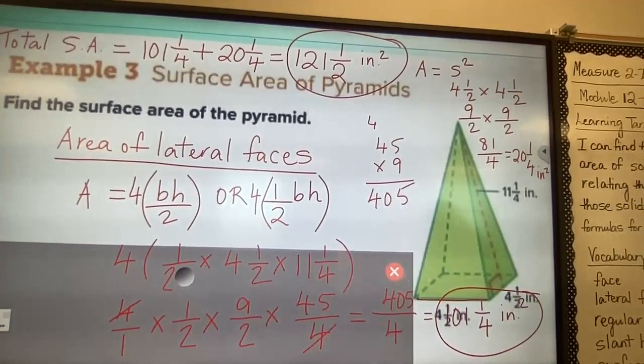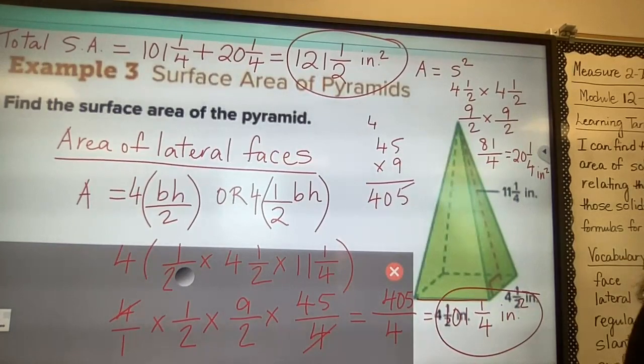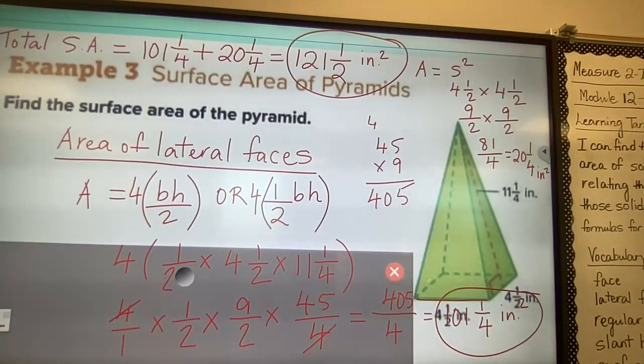If the base was not a square, would the 4 triangular faces be congruent? Absolutely not, because in the pyramid, the base must be a regular polygon. It should be an equilateral triangle, it should be a square, etc., for the triangular faces to be congruent.